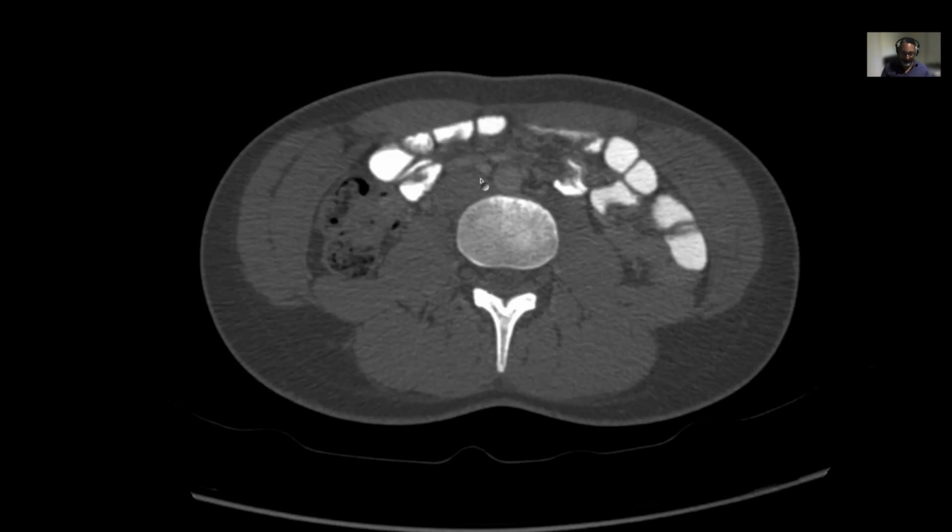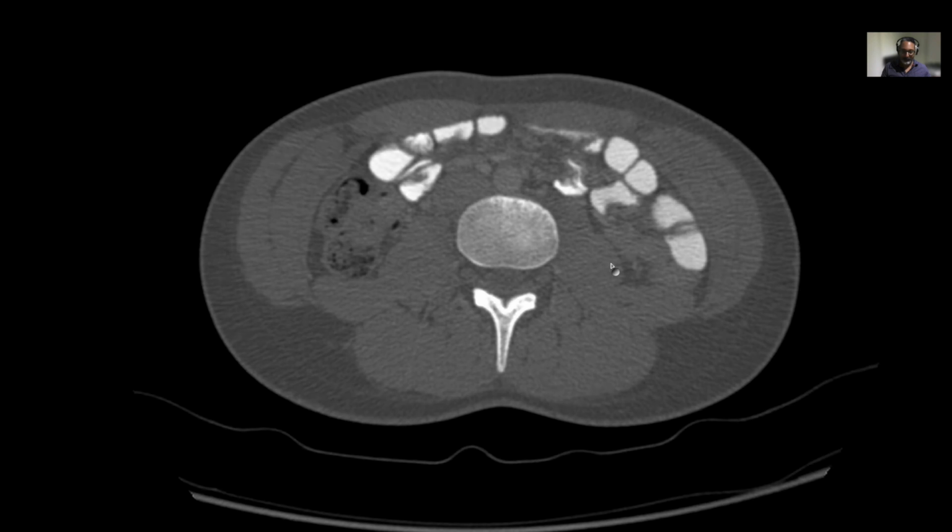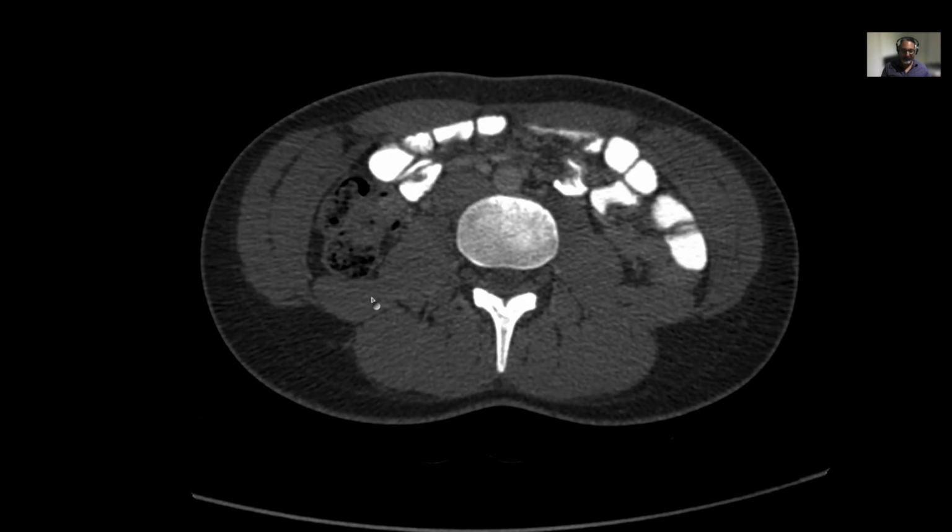So that's the IVC, that's the aorta. There's a big belly of a muscle here. There you go, it's more visible now. There's a belly of a muscle here, and a belly of a muscle here, and a belly of a muscle here, and a belly of a muscle here. So these are two different muscles. This is the psoas major, and this is the quadratus lumborum.